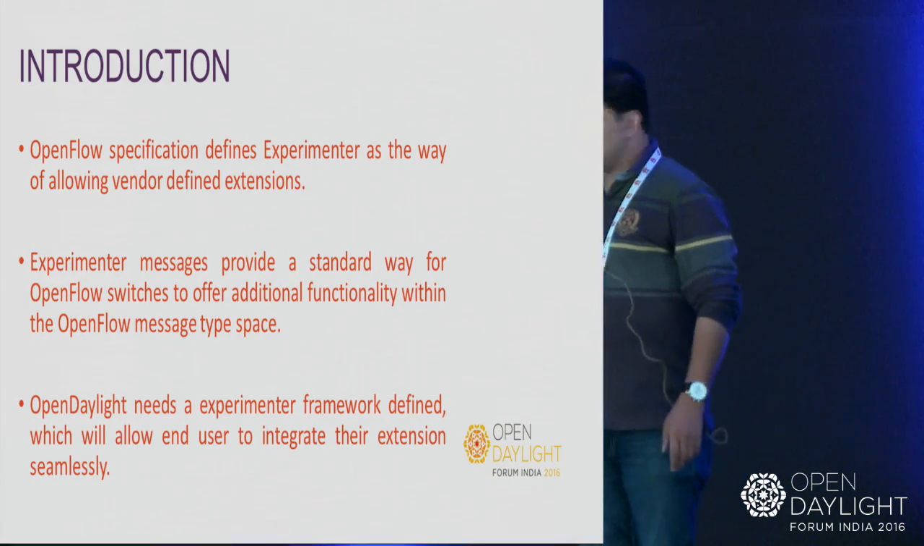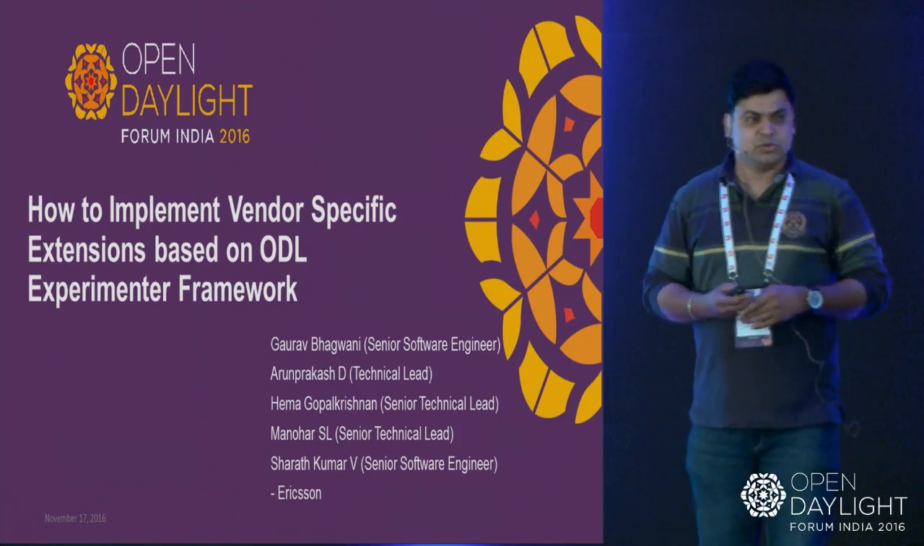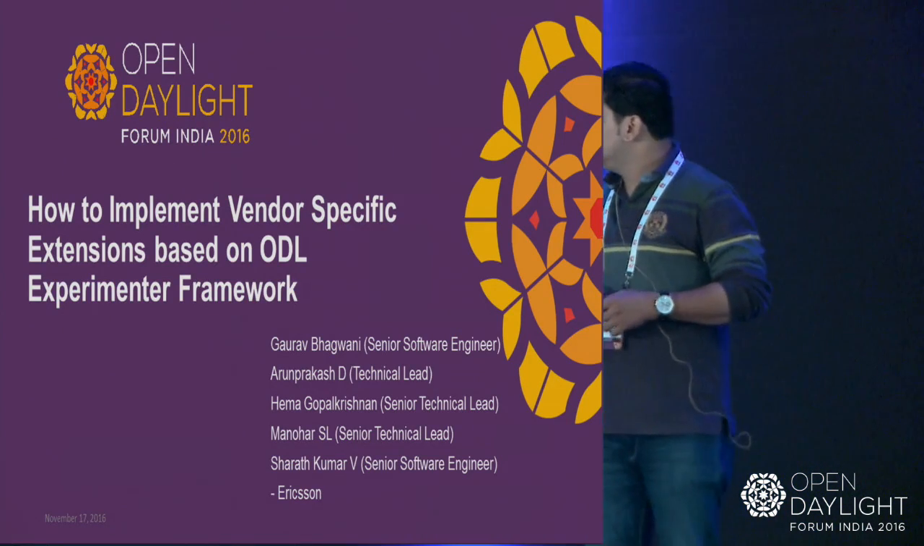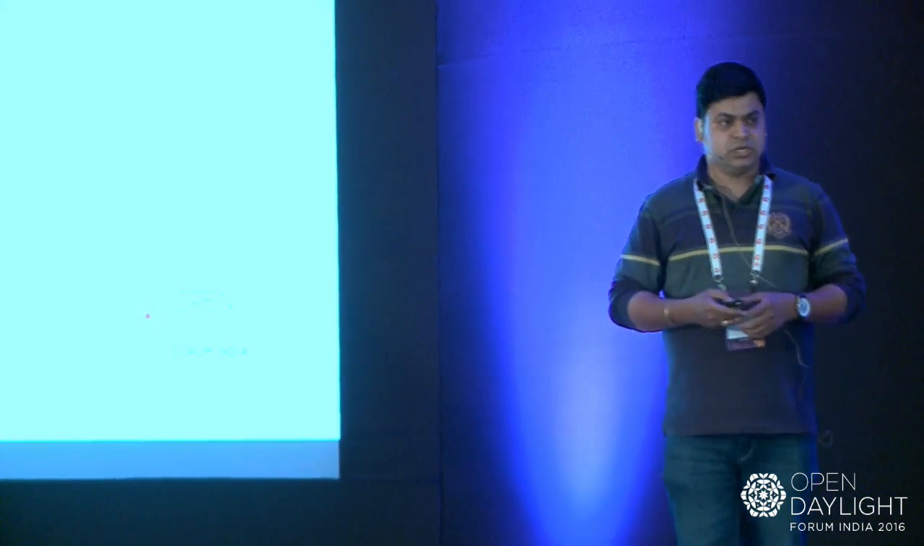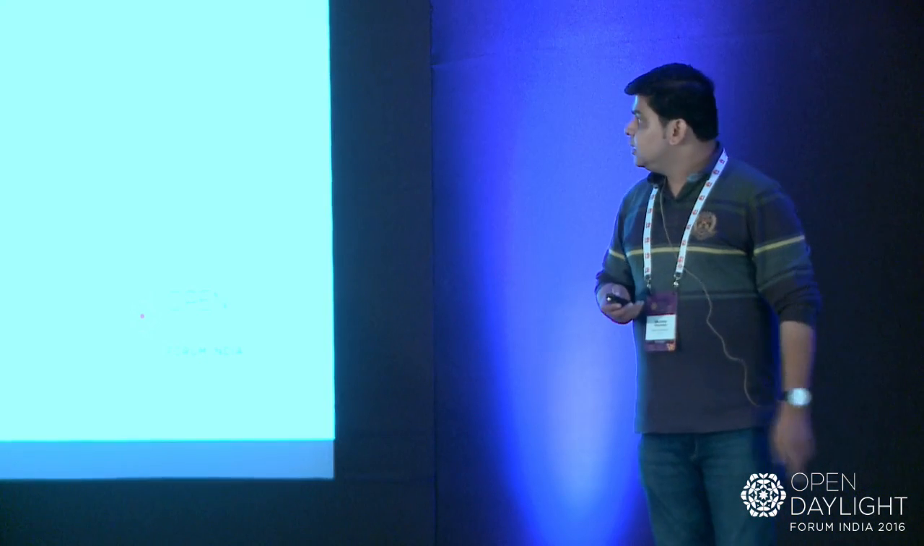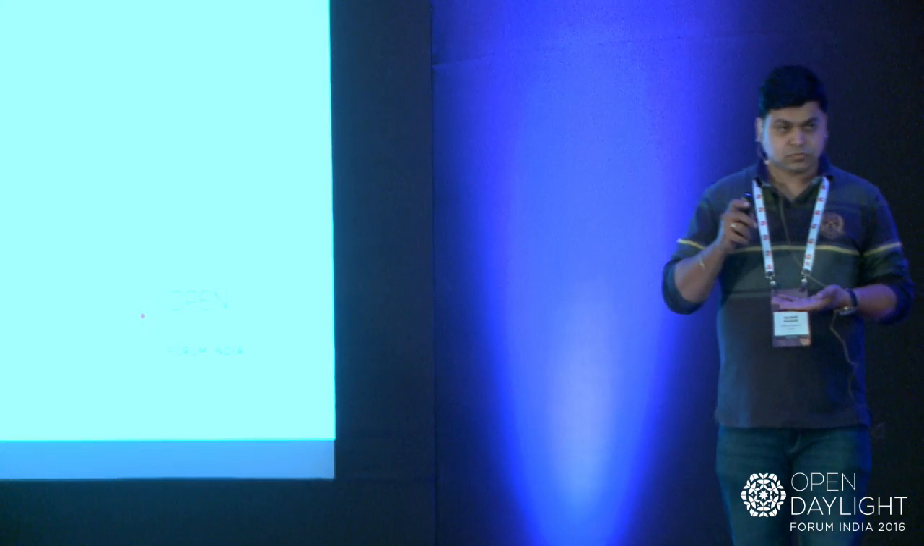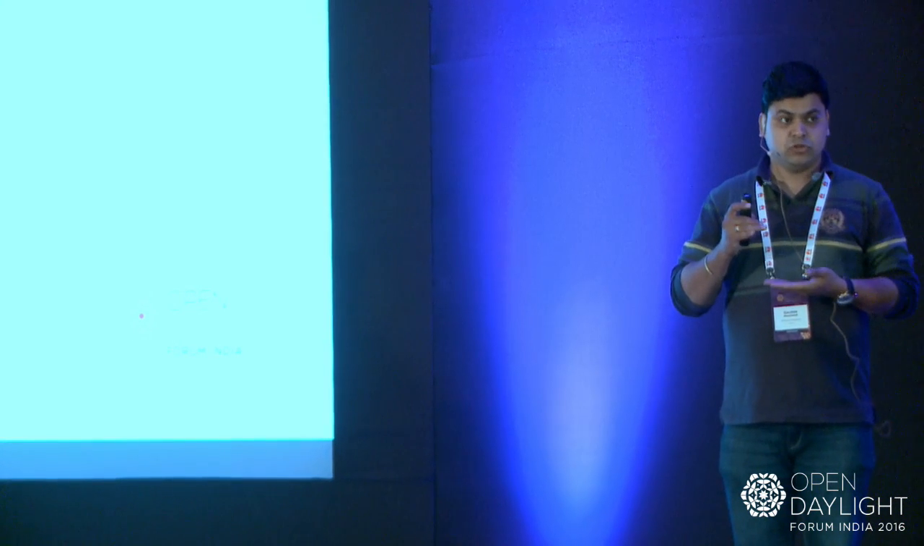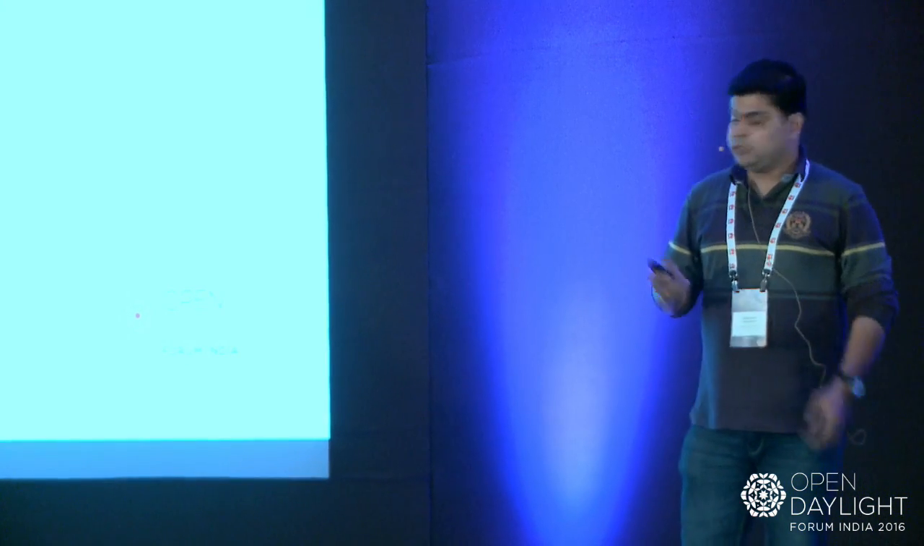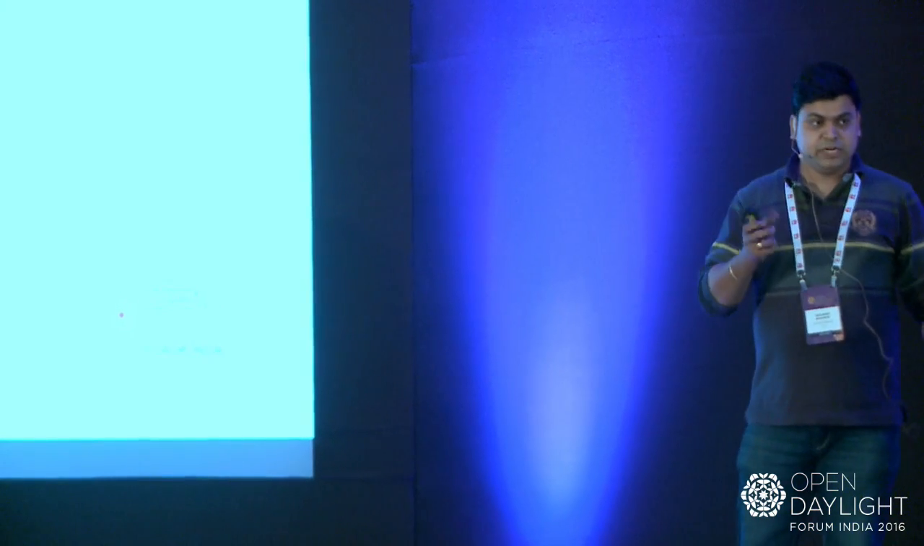Okay, so the agenda is long, but we'll try to cover most of it on the way. We'll start with the introduction: what is an experimenter message, and how does the OpenFlow spec explain that. Then we'll go on with the actual explanation from the OpenFlow spec, with the actual headers and the actual syntax of the experimenter message.